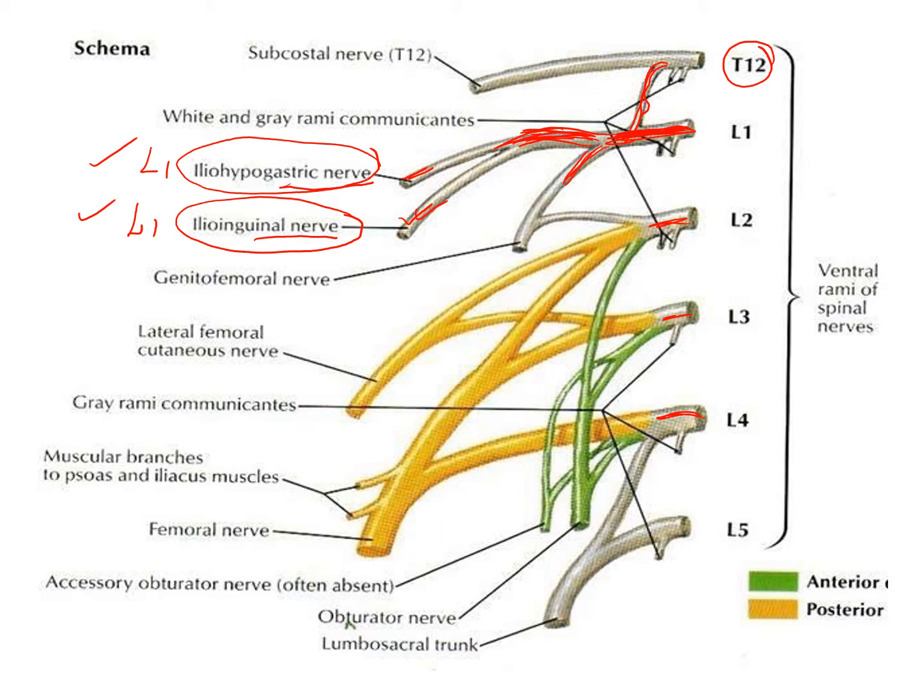Now, the small lower part of L1 will join with the ventral ramus of L2 and it will form a nerve which is called the genitofemoral nerve. So the root value of genitofemoral nerve will be L1 and L2. The details of this we will be discussing in the further slides.